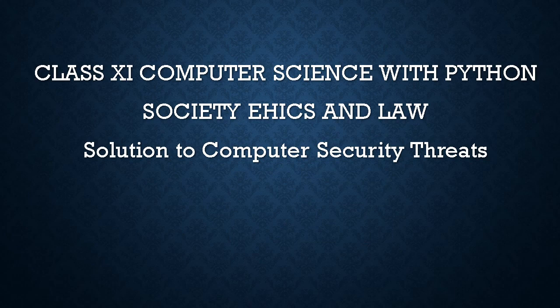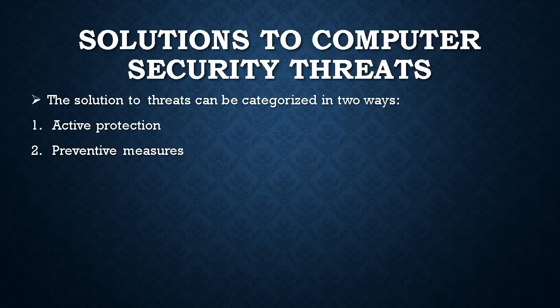Today in this video lesson we'll be talking about solutions to computer security threats. Now, solutions to threats can be categorized in two ways. Number one, active protection, and number two, preventive measures.